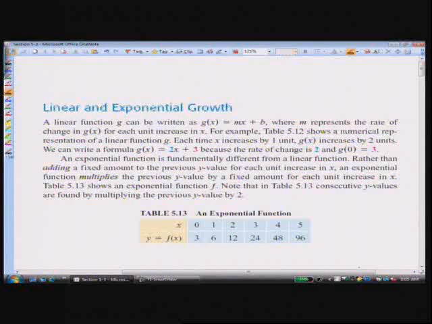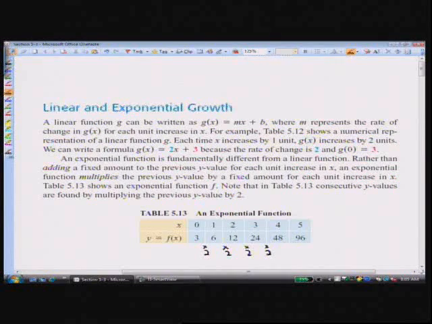All right, an exponential function is fundamentally different from a linear function because rather than adding a fixed amount to the previous y value for each unit increase in x, an exponential function multiplies the previous y value by a fixed amount for each unit increase in x. So what you see here, notice that it goes 3, 6, 12, 24. So 3 times 2, and then 6 times 2, and then 12 times 2, and then 24 times 2. So instead of adding 2, we were multiplying by 2 each time.